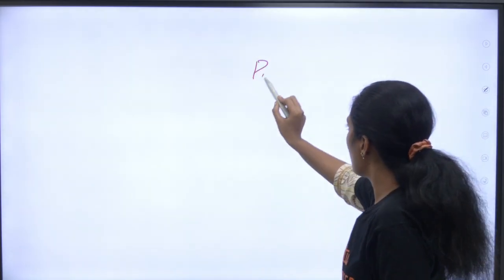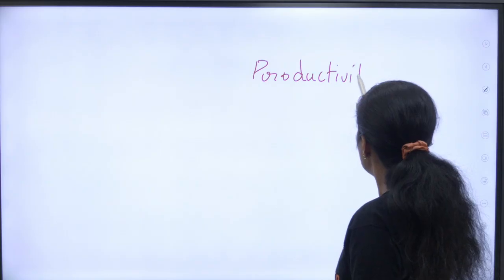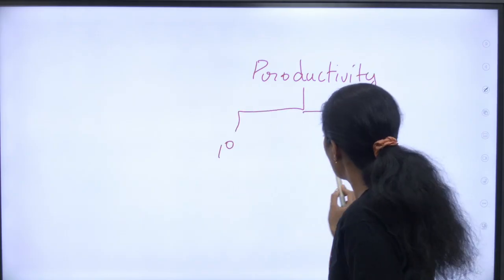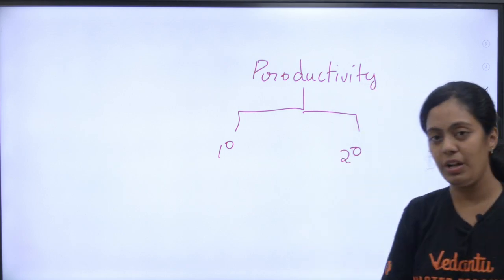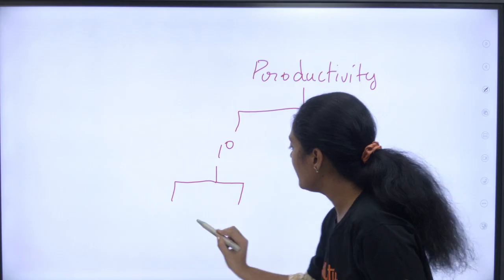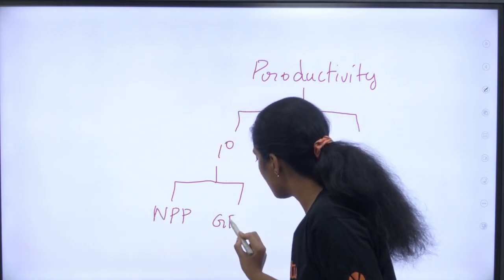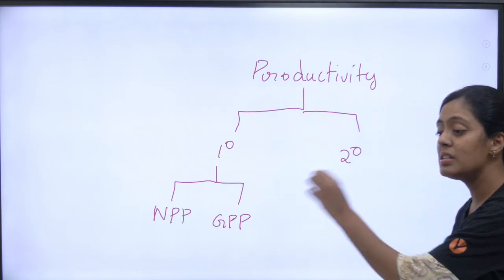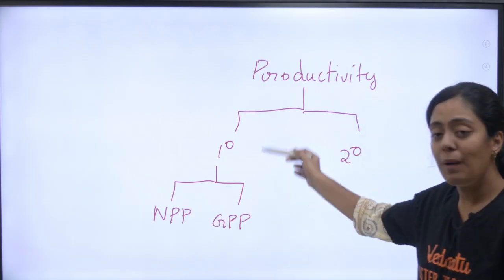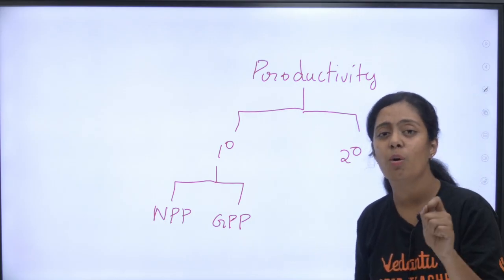So first you have productivity. Productivity is divided into two types. One is your primary productivity, the other one is your secondary productivity. Now, this primary productivity is further divided into net primary productivity and gross primary productivity. Okay, so this is how they are classified, pasangla. So NPP, GPP, primary productivity, secondary productivity, studying all of that is a very, very important thing.